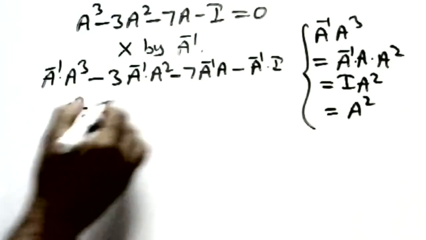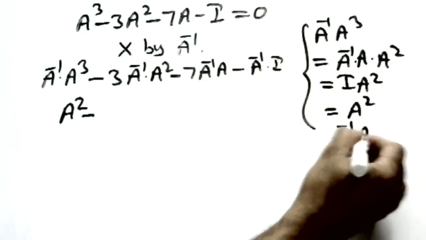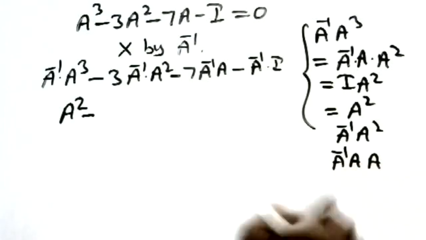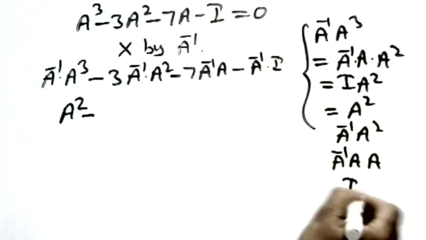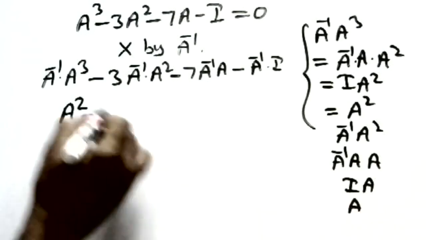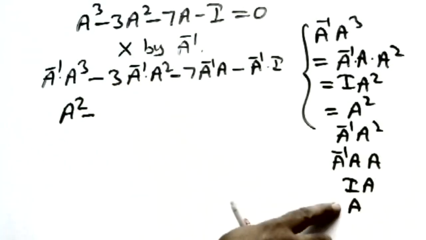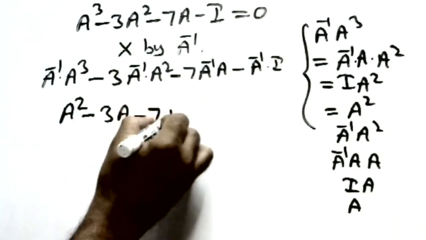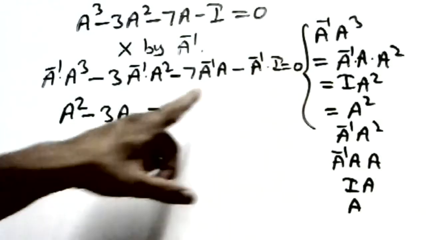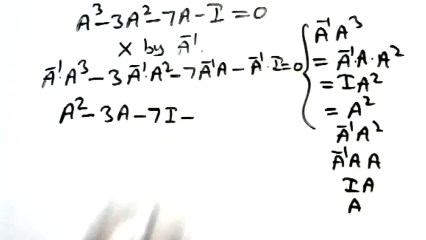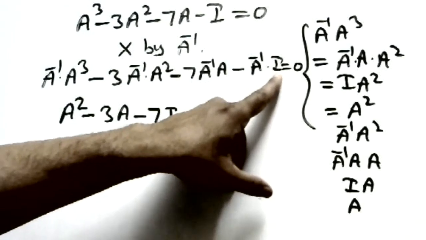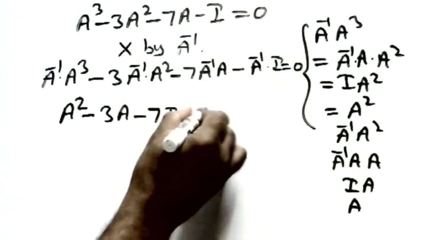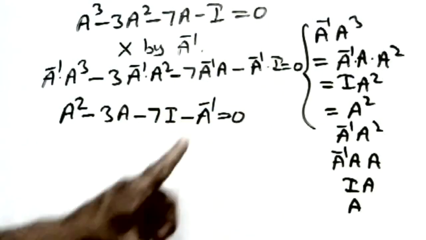So A inverse into A cube, we got A square minus, here the next term, A inverse into A square. We can write A inverse A square as A into A. So A inverse into A will be I A. Now I into A will be A. So minus 3 A inverse into A square gives 3A minus 7. A into A inverse will be I equals 0. A inverse into A will be I minus, as I explained just now, whenever we multiply with I, we'll get the same matrix. A inverse into I is A inverse. A inverse equals 0.